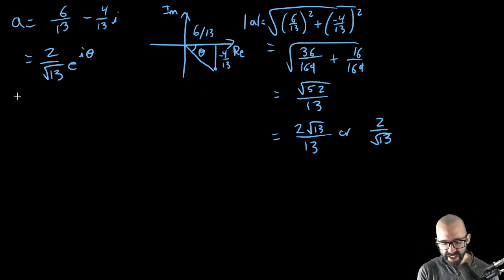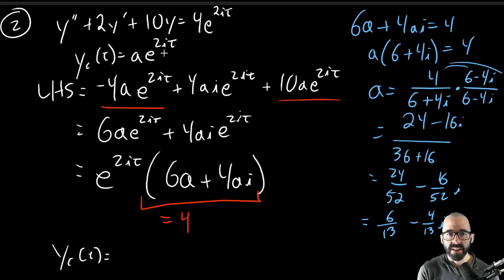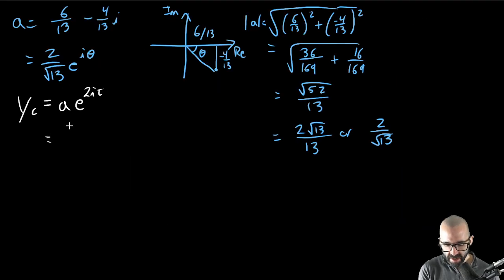So our complex valued solution was A e to the 2it, I believe. Let's double check that. Yep, it was. And we know that A is 2 over root 13. We immediately know the amplitude of our long-term solution, our forced response. It's 2 over root 13. And again, we can immediately find the period as well by looking at theta. So that is A. It's this e to the i theta.